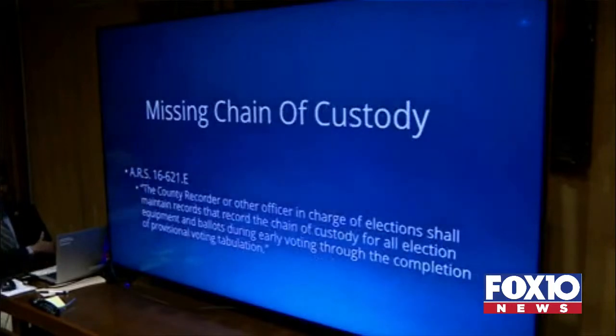The next slide, I hope, is missing chain of custody. ARS 16-621 says that the county will maintain a chain of custody for all election equipment and ballots during early voting, which is kind of the beginning of an election, through the completion of provisional voting tabulation, or kind of the end of processing ballots. The Senate requested this chain of custody. The county provided a very detailed chain of custody of the ballots that we did receive, but we never received a chain of custody all the way back to the election period, as the statute requires.